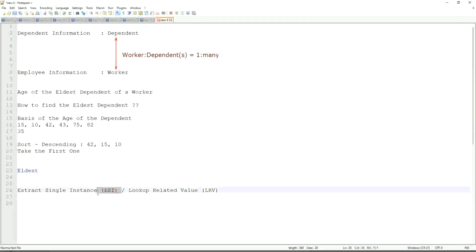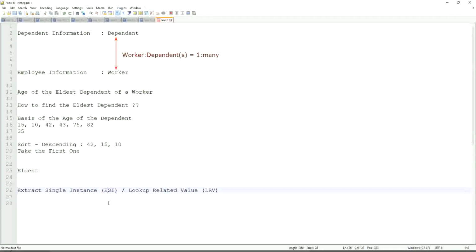We do not leave with only ESI. Once we extract the ESI, we use it to get some value. That's the LRV. Like here, we are going to get the age of the eldest dependent. The eldest dependent will be returned by the ESI, and the age of that eldest dependent will be an LRV. This will be a very, very common question.